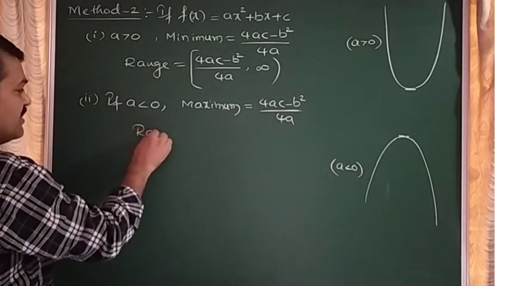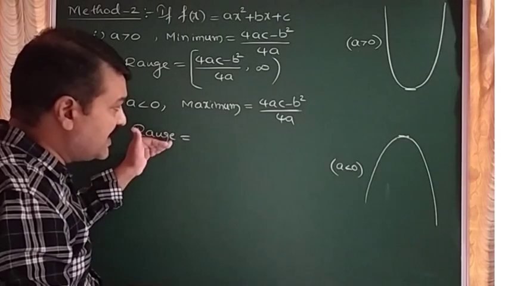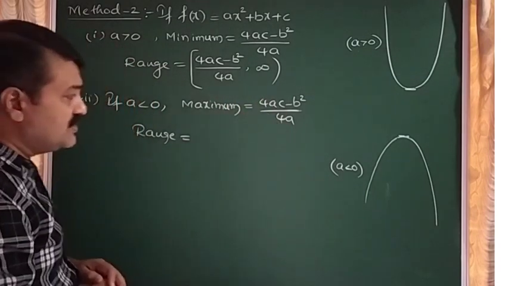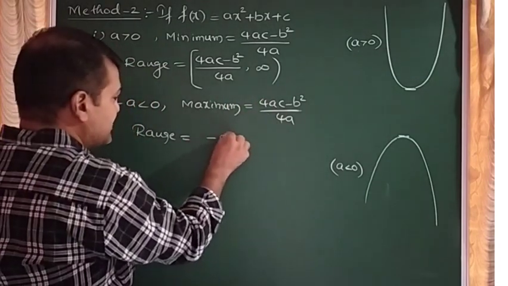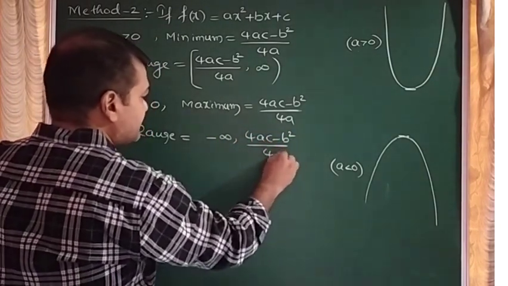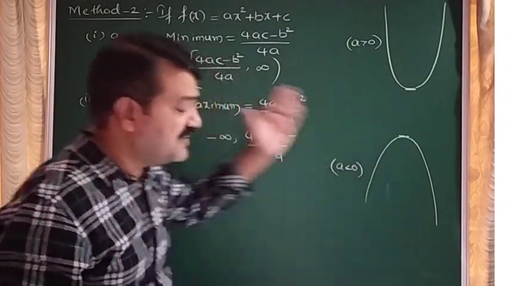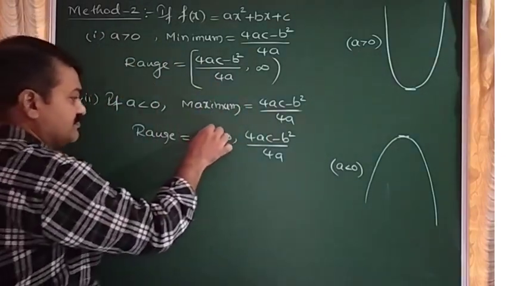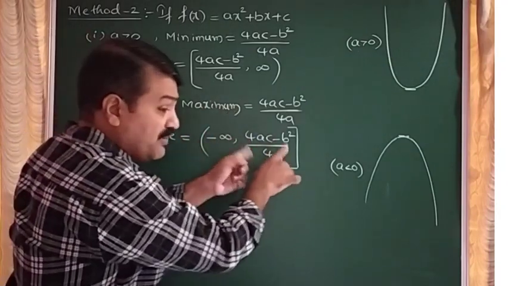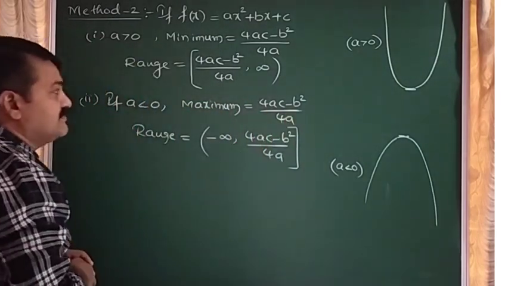So therefore, the range of the function: the function can have this maximum value, and there is no minimum value. That means the range will be from minus infinity up to here. You can have any value for the function, from minus infinity up to this one. That means the function value cannot be more than this. This is the limit or the cutoff point for the function.